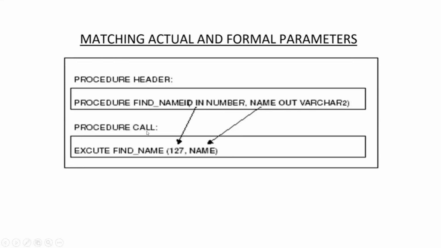For the procedure call, we know the header. What are the things present in the header? PROCEDURE, then the name of the procedure, then inside the parameters: IN number, name, OUT varchar. So the input parameter is the number. During the procedure call, we use EXECUTE, the procedure name, find name, then the number and the name. Now we can see an example, then you can get a clear idea.